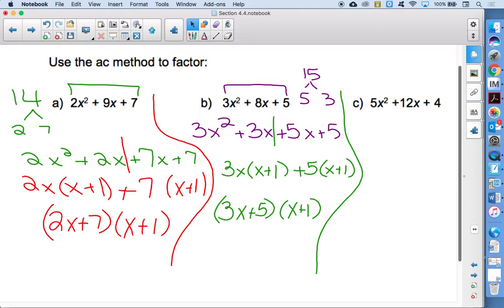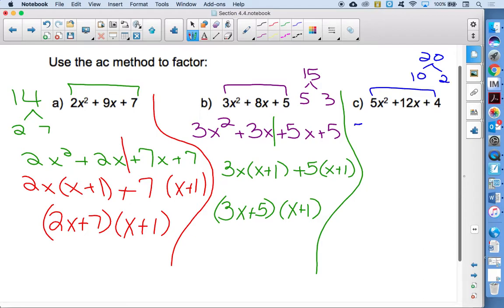So the third one, we have 20. So Savannah, what makes 20? That gives us 12. Good. 10 and 2. So 5x squared, putting the 10 with the 5 because they both have a GCF pair. And then the 2 and the 4 can get written next to each other. Again, they both have that GCF in common.